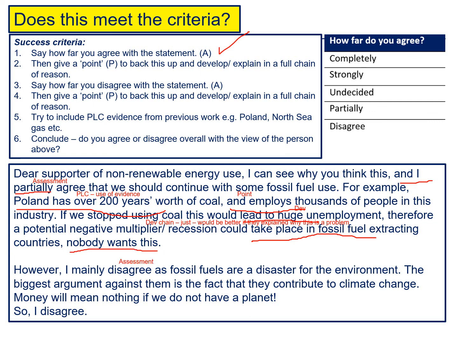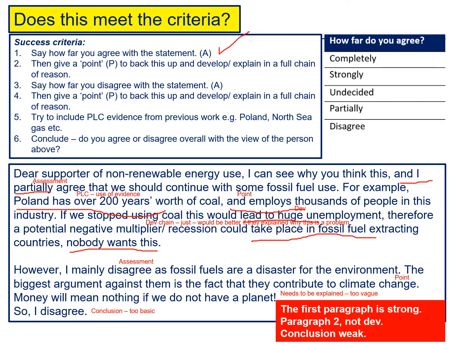Next paragraph. Yes, they've done an assessment. They've said that they disagree. They've put a point there about climate change. But they haven't explained it. What will it do to the planet? Why will this not be good? It's too vague. And they haven't written anything else for the conclusion. So overall, the first paragraph is really good. Second paragraph hasn't been developed and the conclusion is weak.